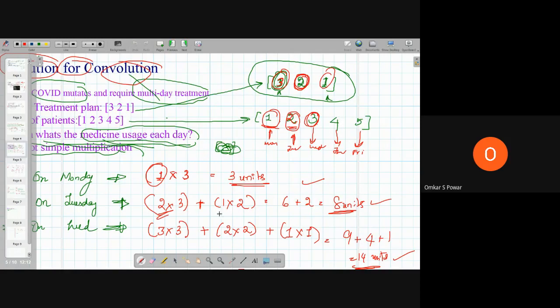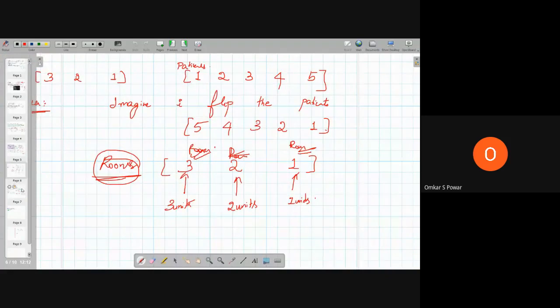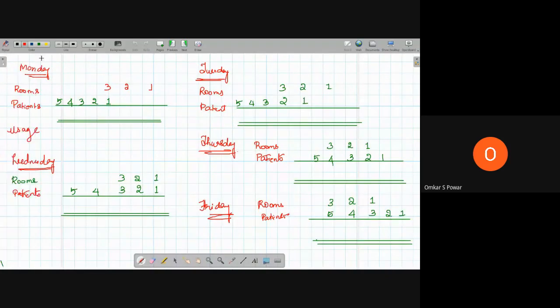There is an overlapping of patients. So I'm going to come up with an easy solution because I'm an engineer. Let us take Monday, with rooms 3, 2, 1. Only observe this Monday, don't observe other days. I told you the patients 5, 4, 3, 2, 1.